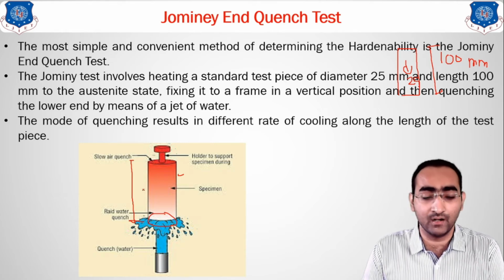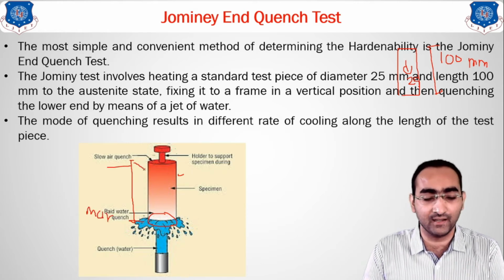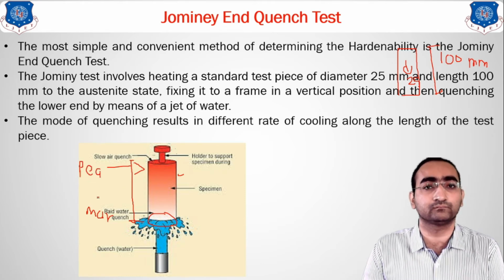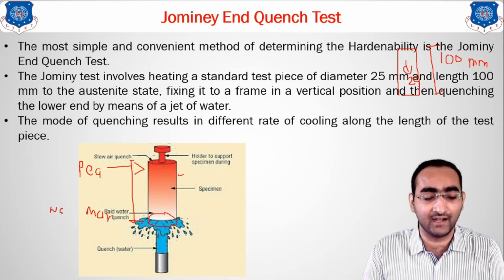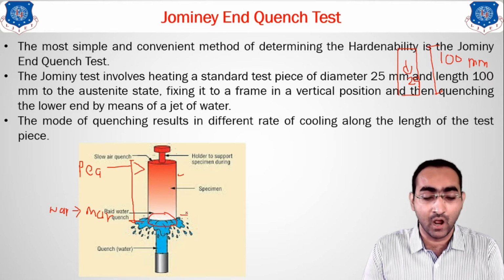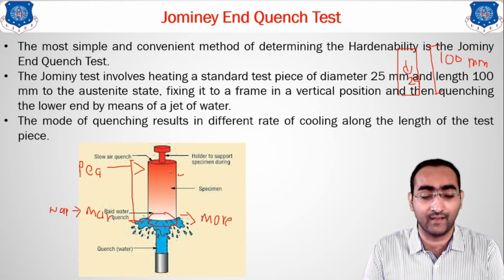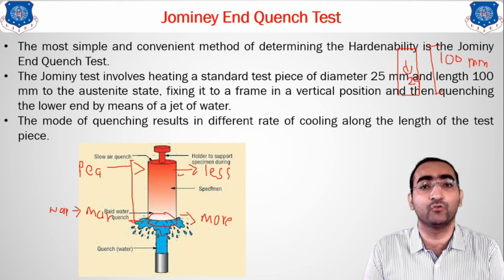Due to this rapid cooling, a martensite structure is obtained, whereas here slow cooling is done on the top, so you will get a pearlite structure. Clear? Where are we getting hardness? Hardness is maximum wherever the martensite structure is there. So hardness is more in this region because it is rapidly cooled, whereas hardness is less in this region because it is cooled in the normal atmosphere.